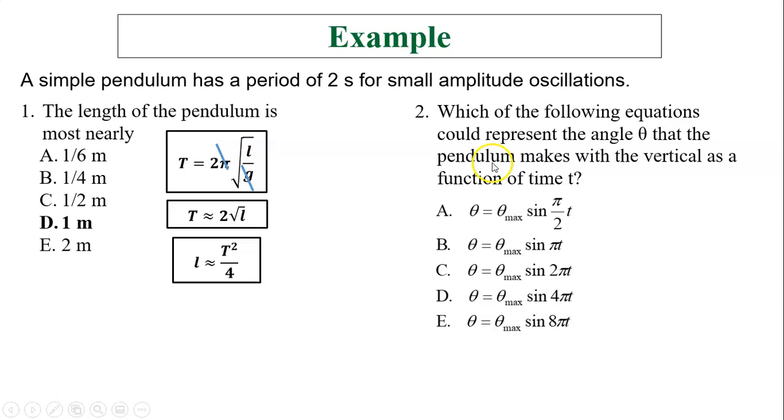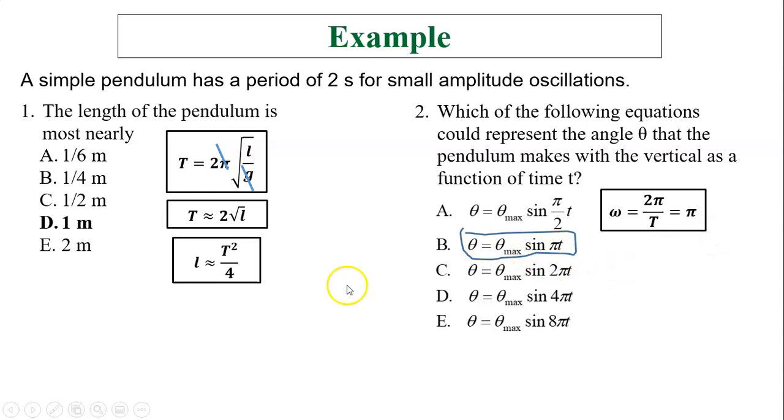Which of the following equations could represent angle theta that the pendulum makes with vertical as a function of time? We know this is simple harmonic motion, so that's a sinusoidal function. This sine has to be omega t. So what is omega? We know omega equals 2 pi over T, so omega equals pi, so the answer has to be B.